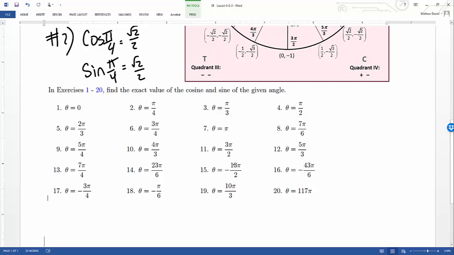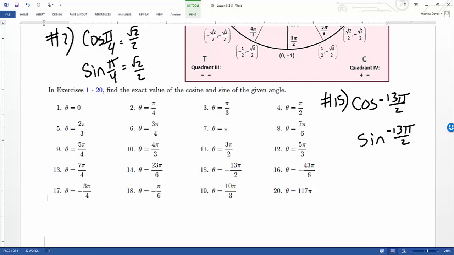Now what happens if it's not on the unit circle? For example, negative 13 pi halves. So we'll say number 15: cosine of negative 13 pi over 2, and the sine of negative 13 pi over 2. Now, there's a few options that you can do here. You can find a coterminal angle that's on the unit circle, which on some of these might be easier, or if it's smaller, you can just rotate it.